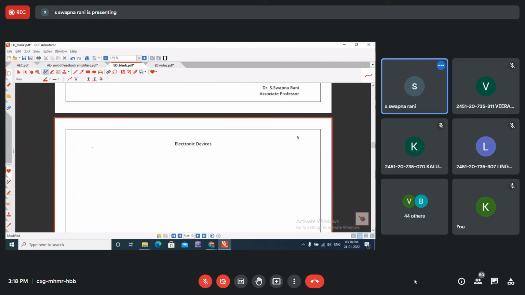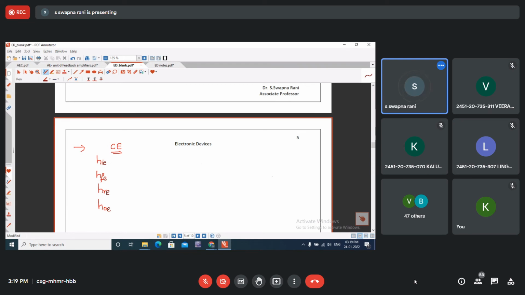Now, when we use these H parameters, we are going to add a second subscript. Suppose I am going to use these H parameters for the common emitter configuration. Then in place of HI, HF, HR, HO, I will add a second subscript E, indicating the type of the configuration.